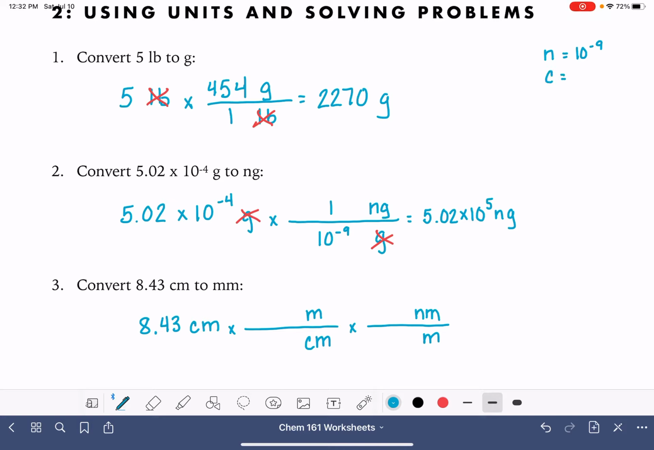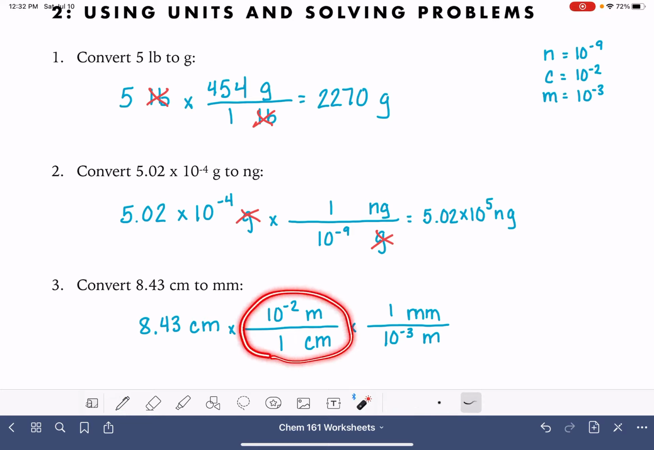We need to know that centi represents 10 to the minus 2 and milli represents 10 to the minus 3. 1 centi is 10 to the minus 2. I made a little typo here. This should be a milli, not a nano. 1 milli is 10 to the minus 3. And it can be a little bit confusing when you're setting these up. Where does the 1 go and where does the actual number go? The 1 always goes with the prefixed unit, because 1 centi is 10 to the minus 2. So just double checking that we've done this correctly, the centis cancel out, and then the meters cancel out, and we're left with units of millimeters.